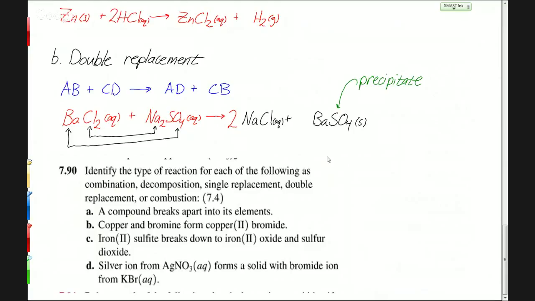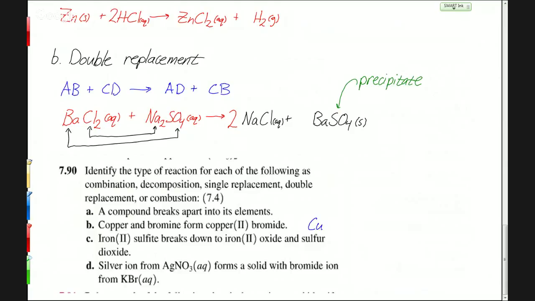What about copper and bromine reacting to form copper bromide? Copper and bromine form copper 2 bromide. Combination, right. You've got two elements combining to form another one. Can you write an equation for that? Yeah, for that specific one, it should look something like this.